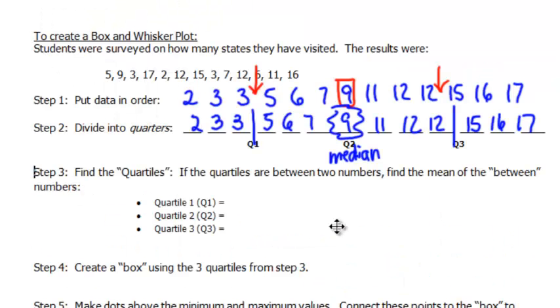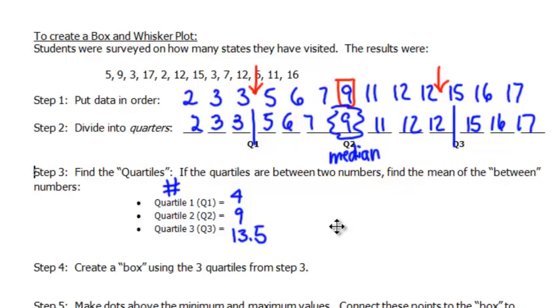I know I have a quartile 2. My quartile 2 is 9. To find quartile 1, I take the average between 3 and 5. So it's 4. And then I'm going to take the middle between 12 and 15 for quartile 3. So 12 plus 15 divided by 2 is 27 divided by 2, or 13.5. Notice that each of these quartiles, these are a number.